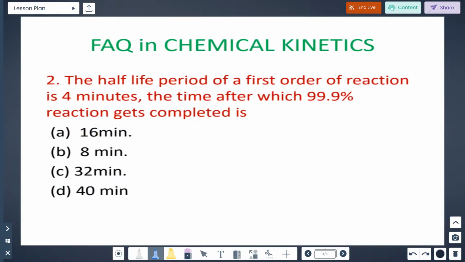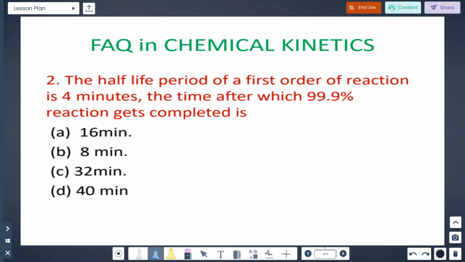This is also based on half-life period, but it's a formula-oriented sum. The half-life period of a first order reaction is 4 minutes. The time after which 99.9% of the reaction gets completed is, they are asking us to find only the time.